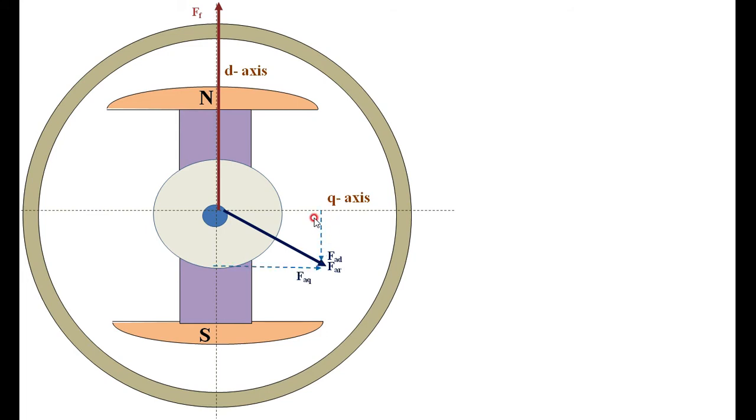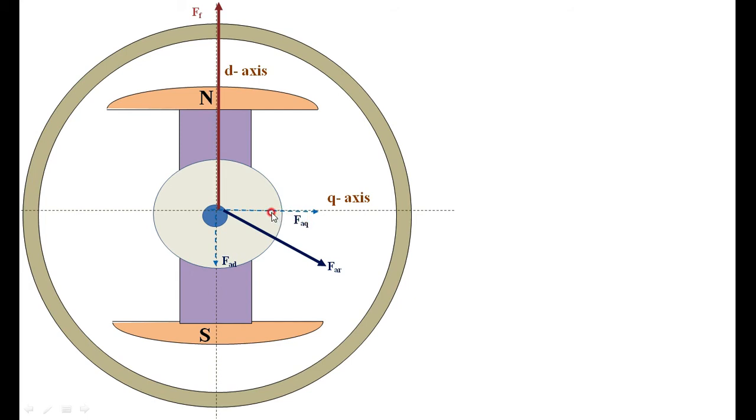That is, one is FAD, the other one is FAQ. I am resolving this FAR into two components, FAQ and FAD. Then we know that whenever there is an MMF, unlike in the case of the electric circuit, whenever there is an EMF, a current is flowing. Hence, because of the MMF, a flux is produced.